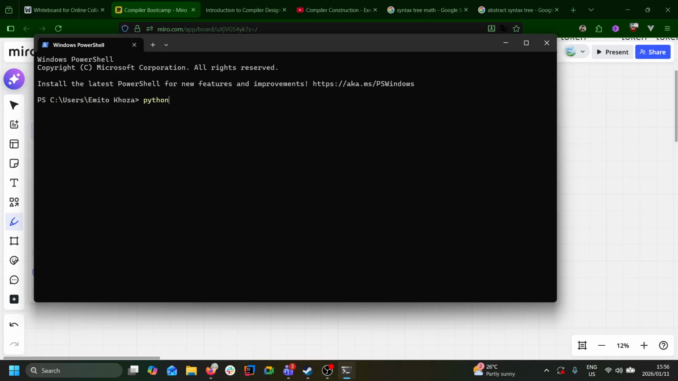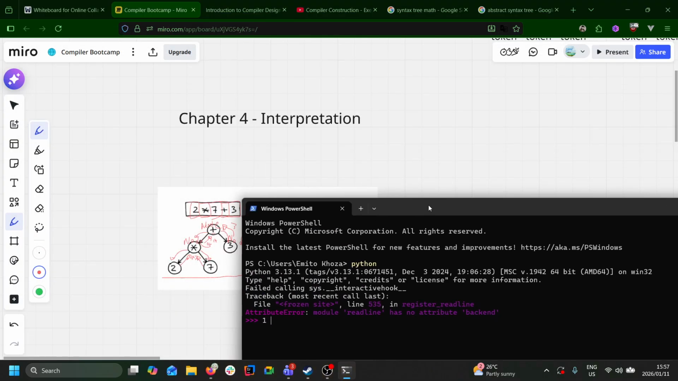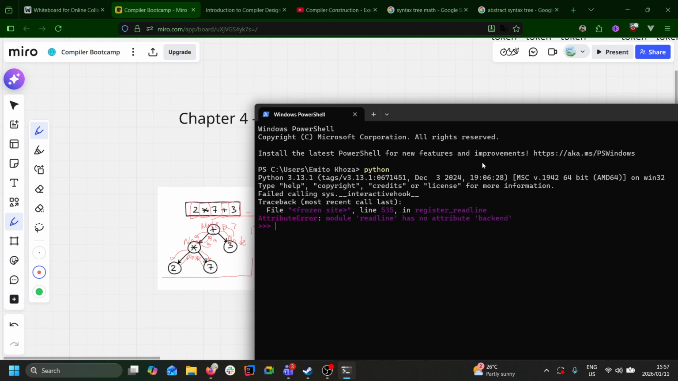I think I should have Python installed. What happened? Okay, something happened there. So Python, when you give it an expression like 2 times 7 plus 3, it will give you a final result. And the way Python does this is that it does the exact same thing.